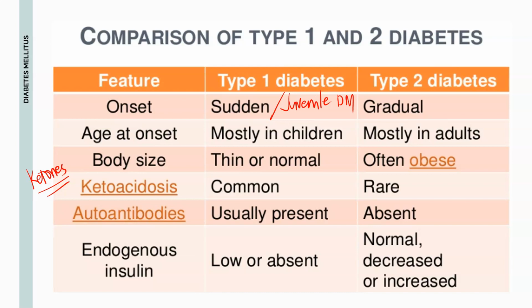In type 1, they're usually present. However, in type 2, since you still have insulin, they're non-existent at all. So, it's absent.